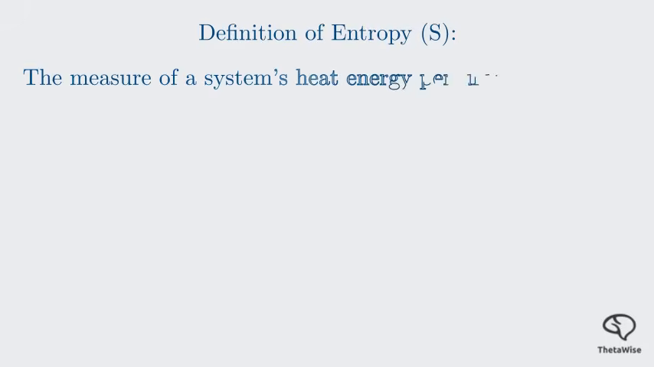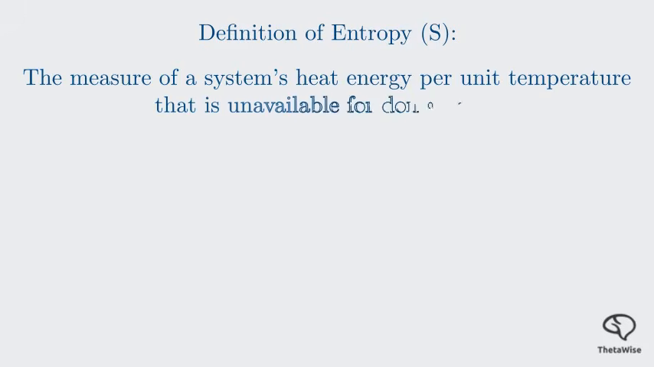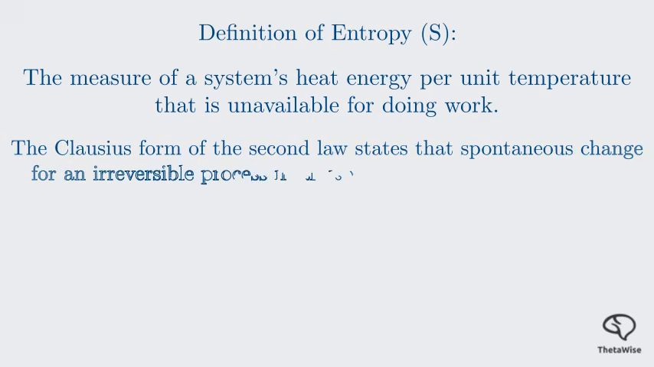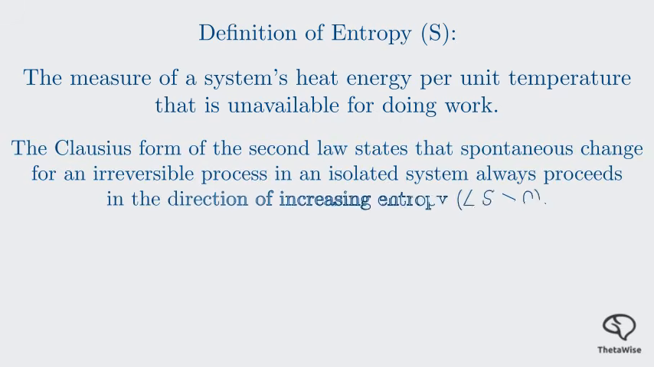To help quantify the direction of processes, Clausius introduced the concept of entropy. Entropy, symbolized by S, is a measure of a system's heat energy per unit temperature that is unavailable for doing work. It's often described as a measure of disorder or randomness within a system. The Clausius form of the second law can be stated in terms of entropy. It says that for any spontaneous, irreversible process in an isolated system, the entropy of the system will always increase. This means that the total disorder of the universe is constantly increasing. This is a powerful concept that helps explain why certain processes happen in one direction but not the other.